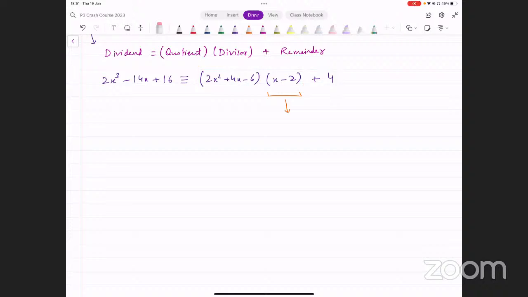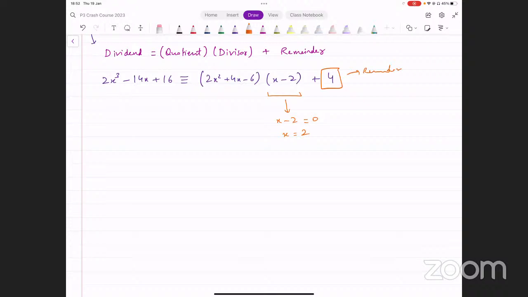One way to get rid of this whole thing is that you put a value of x that makes this bracket 0. How does that work? You could make x minus 2 equal to 0. For that, you would need x equal to 2. So if you were to input x equals 2 in this polynomial, this whole thing becomes 0, right? Because 0 multiplied by anything is going to be 0. And you're only going to be left with 4 here, which is your remainder.